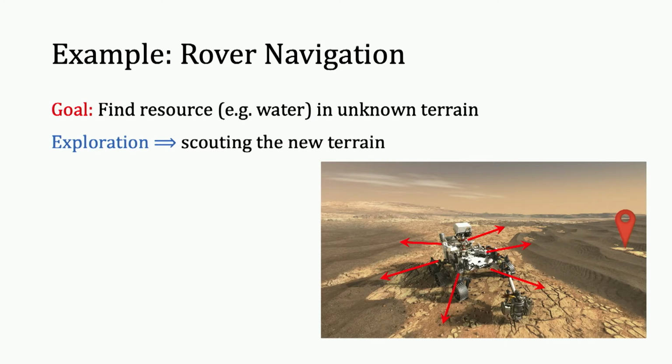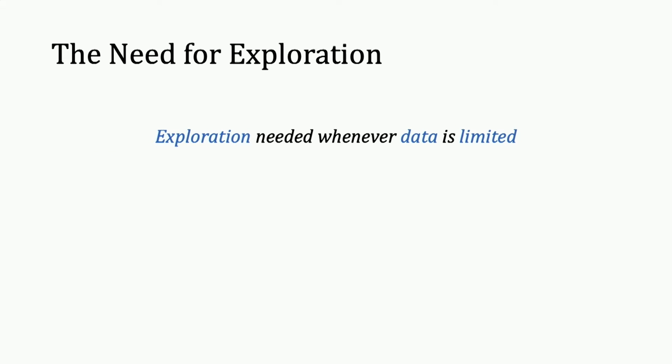Okay, so exploration here is going around and searching the new, unmapped terrain, and the exploration is needed because, okay, it's kind of obvious. The data are limited. We start from not knowing the model, not knowing the environment, and we're trying to collect data.